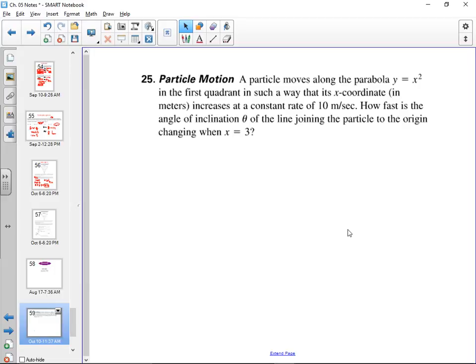The particle moves along the parabola. I always sketch these. I don't know, some people probably don't, but I sketched it and then didn't know where to go from there.